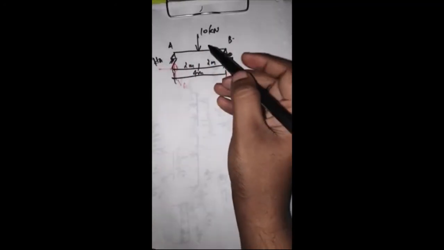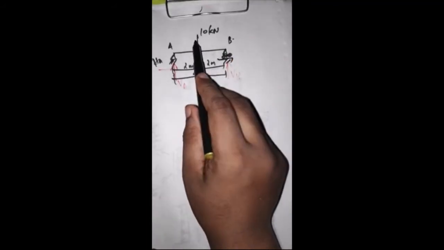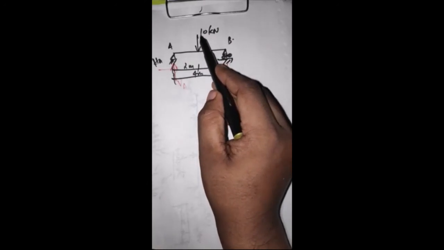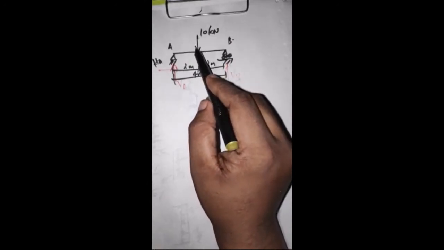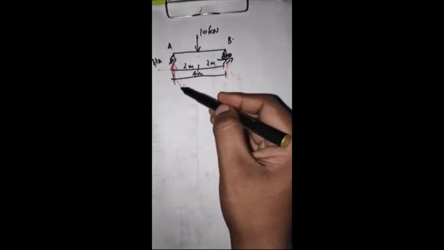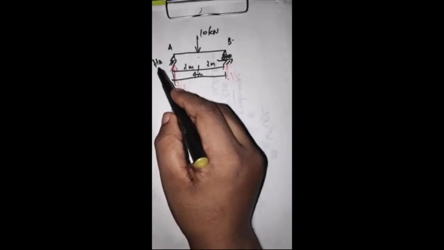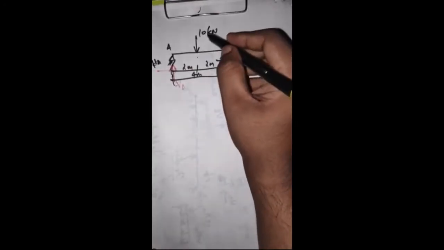Now if a reaction has to happen, there should be a load. So let us look at the load. There is a vertical load. You should be very clear. Due to a vertical load, what type of reaction will it have? Only a vertical reaction. A horizontal reaction will be there only if there is a horizontal load.